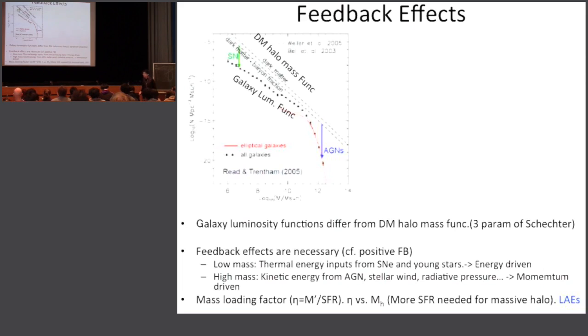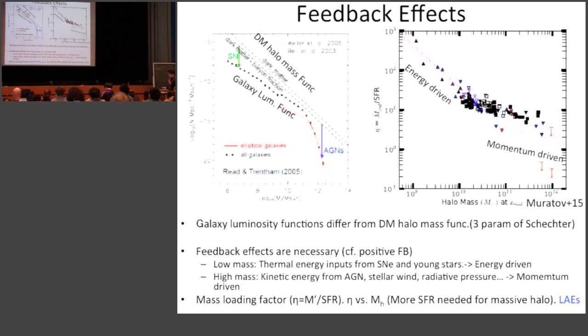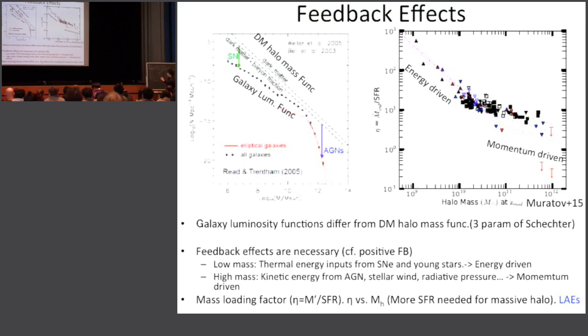It is also a very difficult thing, but people define the mass loading factor, which is the mass outflow rate divided by the star formation rate. So in other words, how much gas can go out with given star forming activities. And well, it's derived observationally and from the simulations, but it's poorly determined. Here, I show the mass loading factor as a function of the halo mass predicted by numerical simulations.